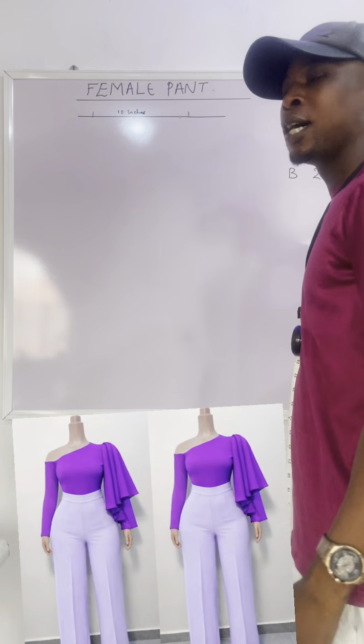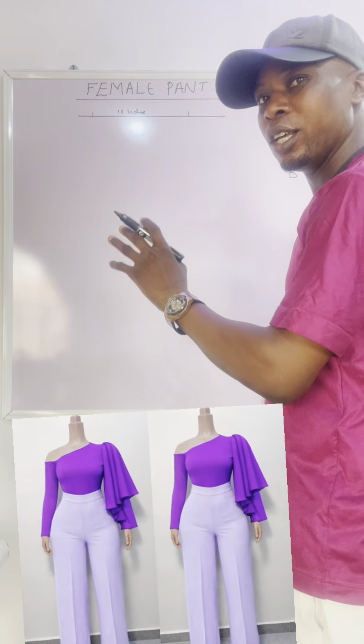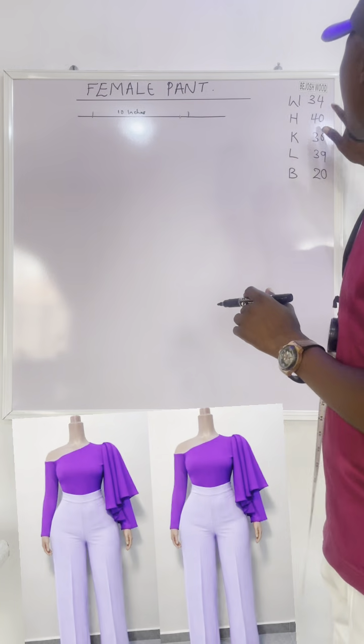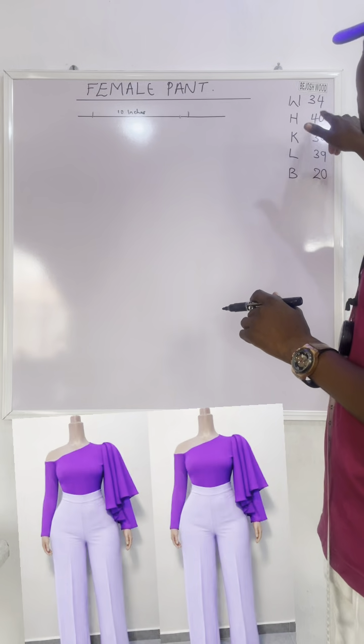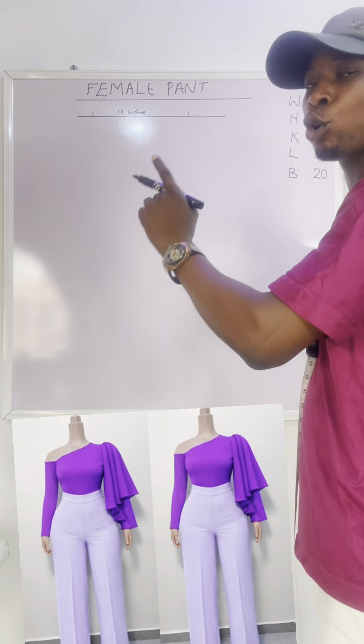Now, the next thing I'm going to get is my crotch line. How do I get my crotch line? This is our hip. We're going to use the hip to get the crotch line. You divide the hip measurement by 4, plus 1 inch. That is how to determine the crotch line.